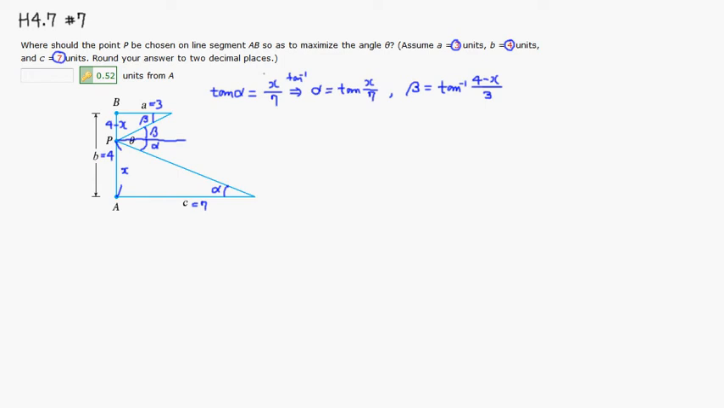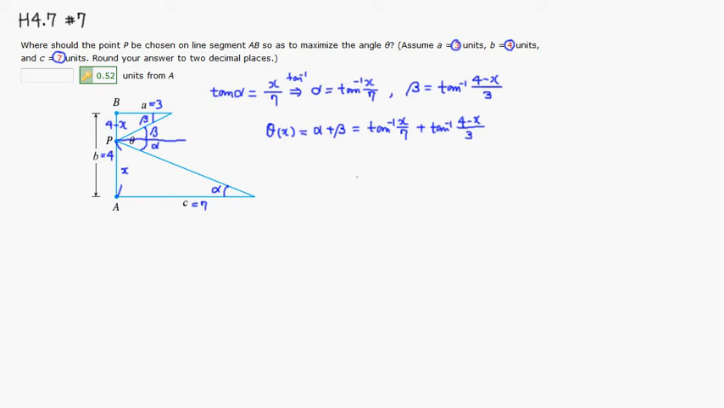All right, so we can express theta in terms of x. This is going to be simply alpha plus beta. I forgot to put arctangent here. So theta is arctangent of x over 7 plus arctangent of 4 minus x over 3.